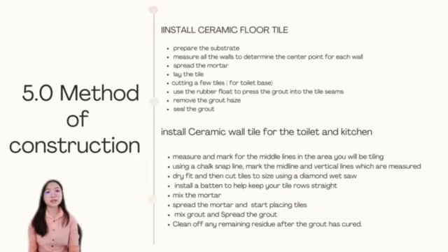So for the third step, install the faucet. The next, install the tail piece and drain kit. The last step, finish with silicone around the top of sink.